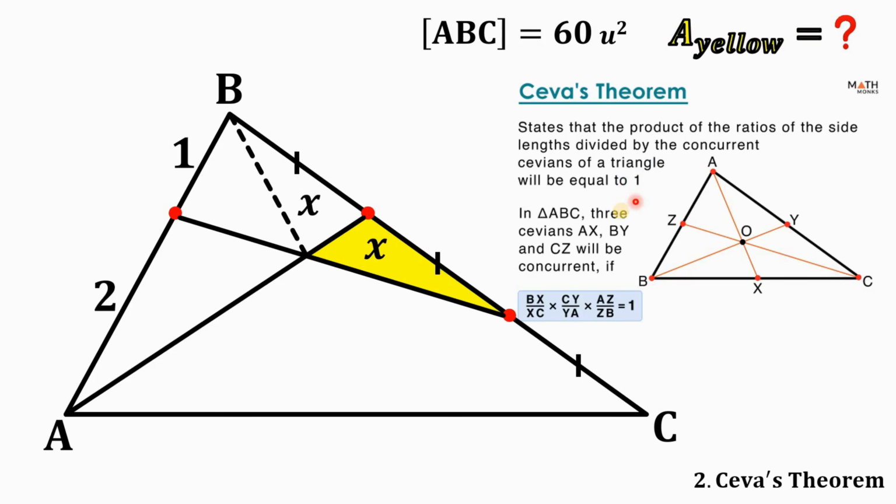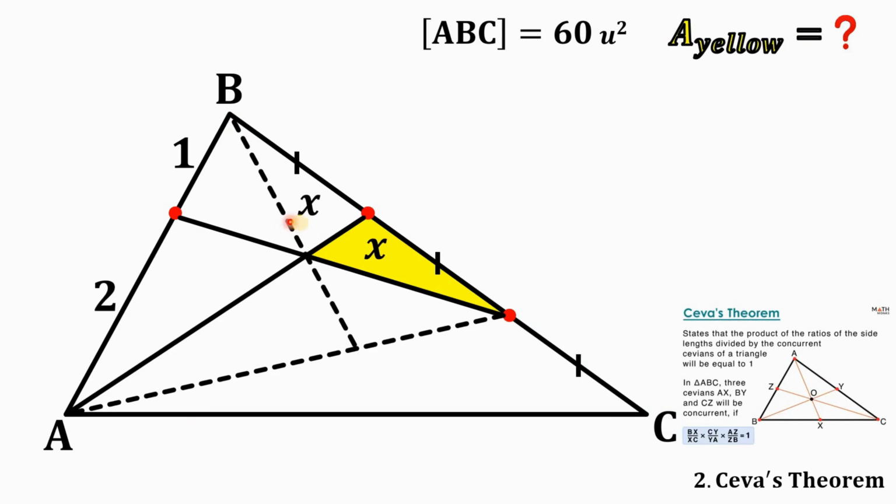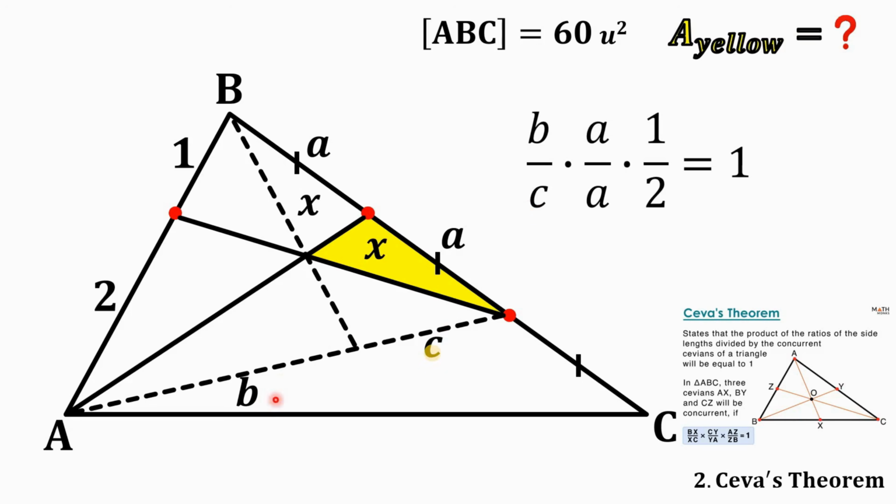So, to use this Ceva's theorem, what we're going to do is to connect this point A to this point like this. And let's extend this segment from point B like this. Now, let's call these two equal segments as A. We have here 1 and 2, and this segment be equal to B, and this one is C. So using the Ceva's theorem, we can say that B over C times A over A times 1 over 2 simply equal to 1 because this point is the point of concurrency of these two Cevians.